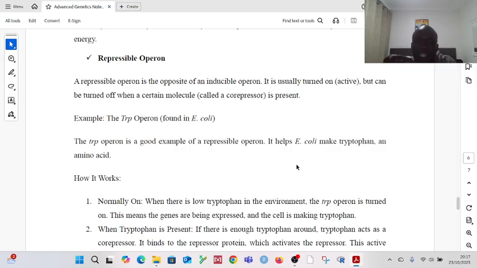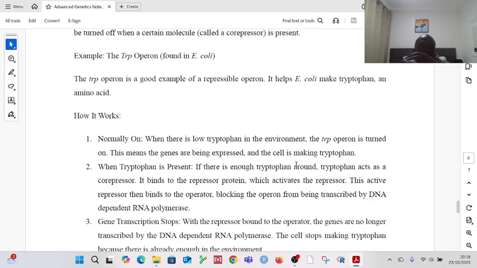Tryptophan is a good example, and that is also found in E. coli, and it contributes to making this amino acid that we call tryptophan. Okay, so it helps E. coli to make tryptophan, which is an amino acid. So how does the trp or the repressible operon work? This repressible operon is normally on. So when there is low tryptophan in the environment, then the trp operon is turned on.